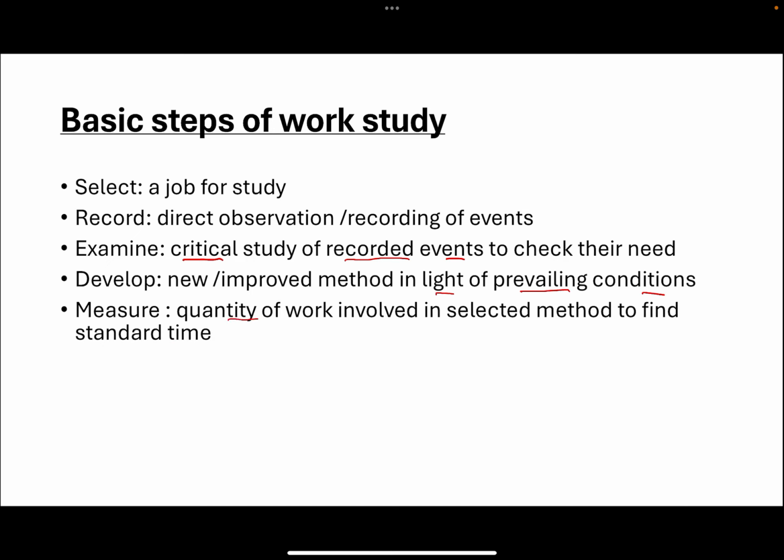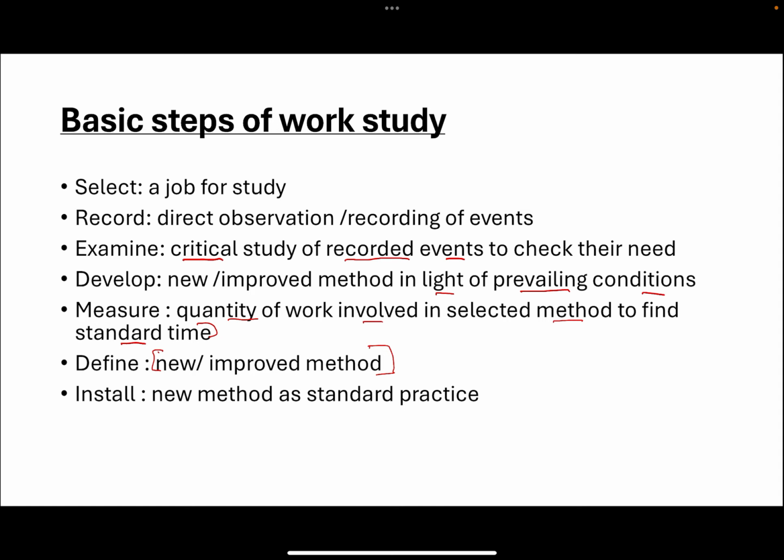Then we will measure the quantity of work involved in the selected method to find the standard time. That means we are measuring the time taken to do that job using our suggested method by a qualified worker. Then we will define the new improved method. We will see if the time is less than the previous, and then we will define the improved method. Then we will install this method as the standard practice.